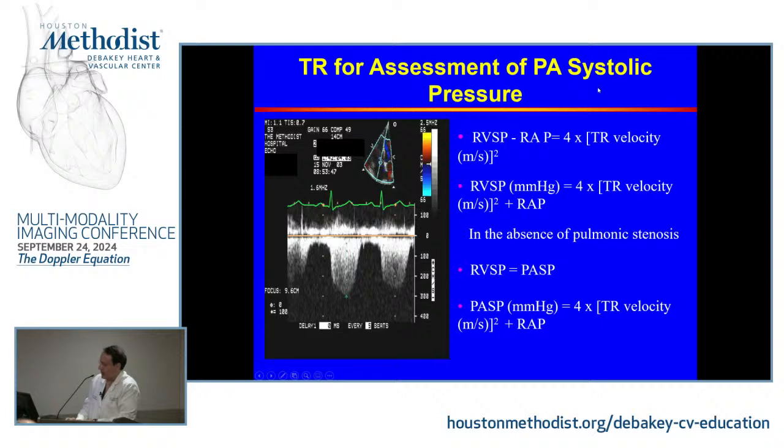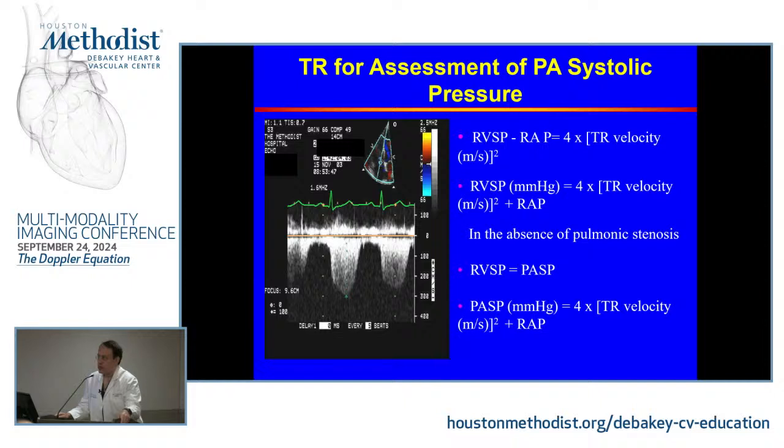So PA systolic pressure, we all rely on the tricuspid valve. We try to get the peak velocity from multiple windows. We get a complete signal as much as we can. And then we apply that modified Bernoulli, and we say the pressure gradient between the right ventricle and the right atrium is 4V squared, where V is the TR velocity that we measure. And then we say RV systolic pressure is the 4V squared plus right atrial pressure.